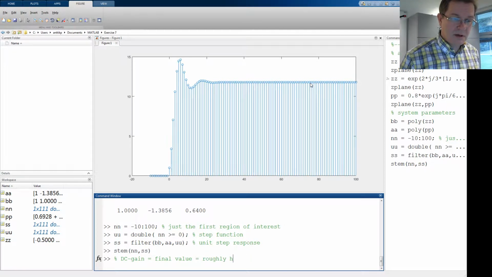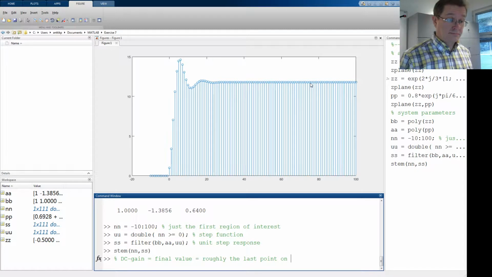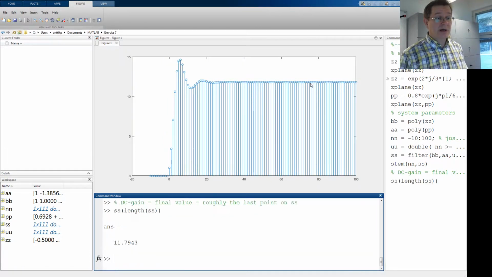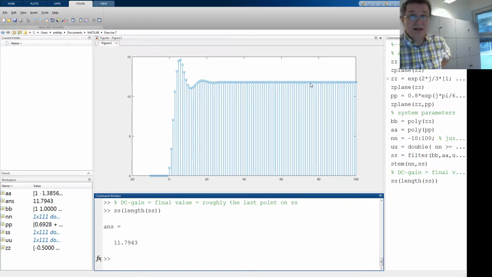Oops. The last point on SS. So that's the last point we recalculated. Okay, 11.79. That's the estimate for DC gain. All right.